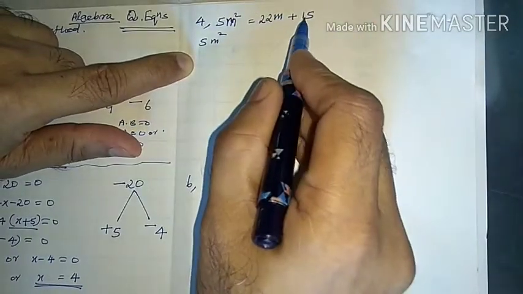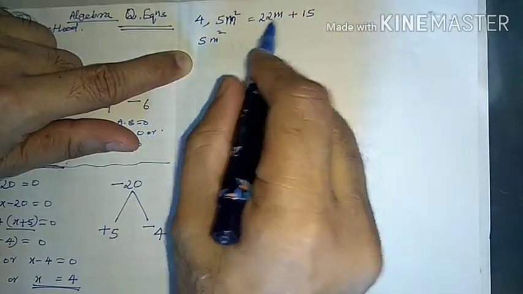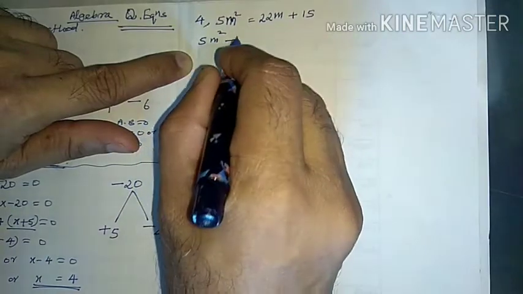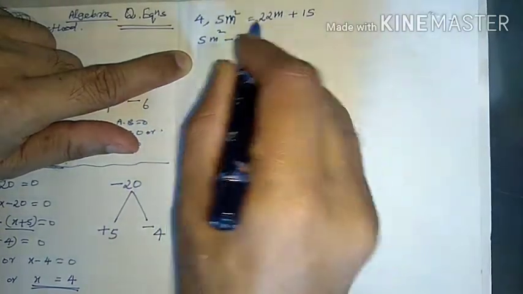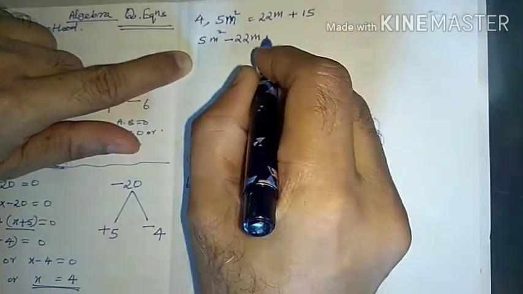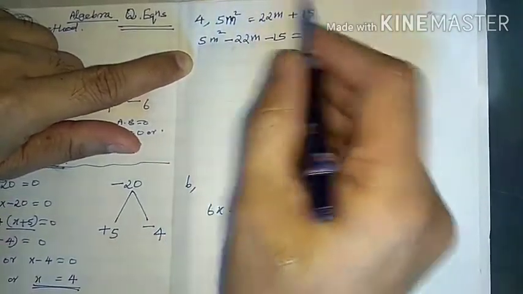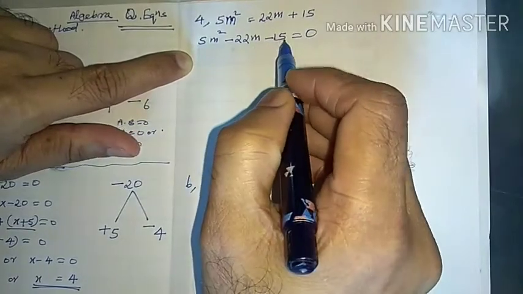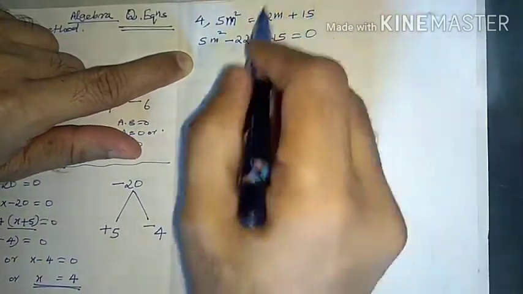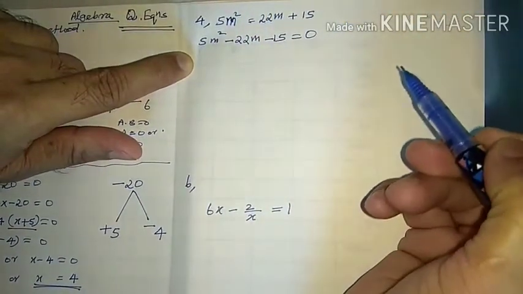This is right hand side terms. We take to left hand side. Plus 22m becomes minus 22m, plus 15 comes this side as minus 15 equal to 0. Both the terms are taken to this side with opposite signs. Then here no other terms are there, so we write 0.